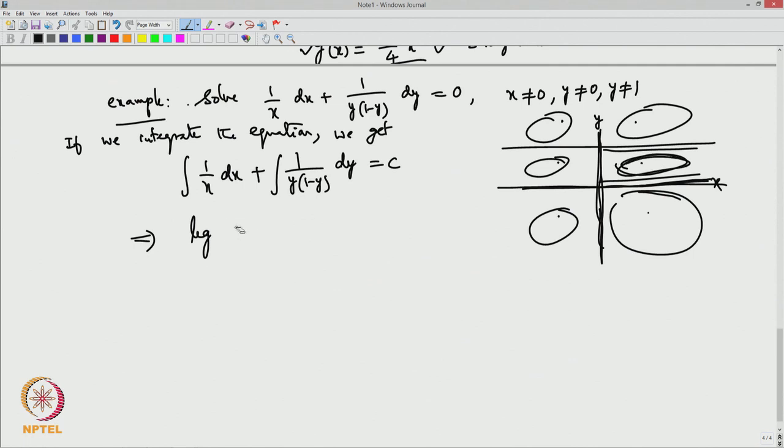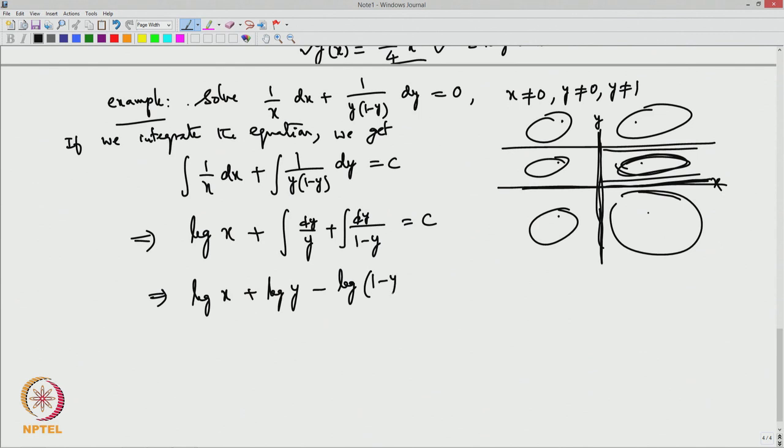So I don't need to write that x is positive, so a log function is defined. I'll simply write log x plus this integrand. I can write 1 by y plus 1 by 1 minus y, which is actually 1 by y times 1 minus y. So this you integrate dy, equal to c. This will give me log x plus log y minus log 1 minus y equal to c, if y is positive and less than 1.